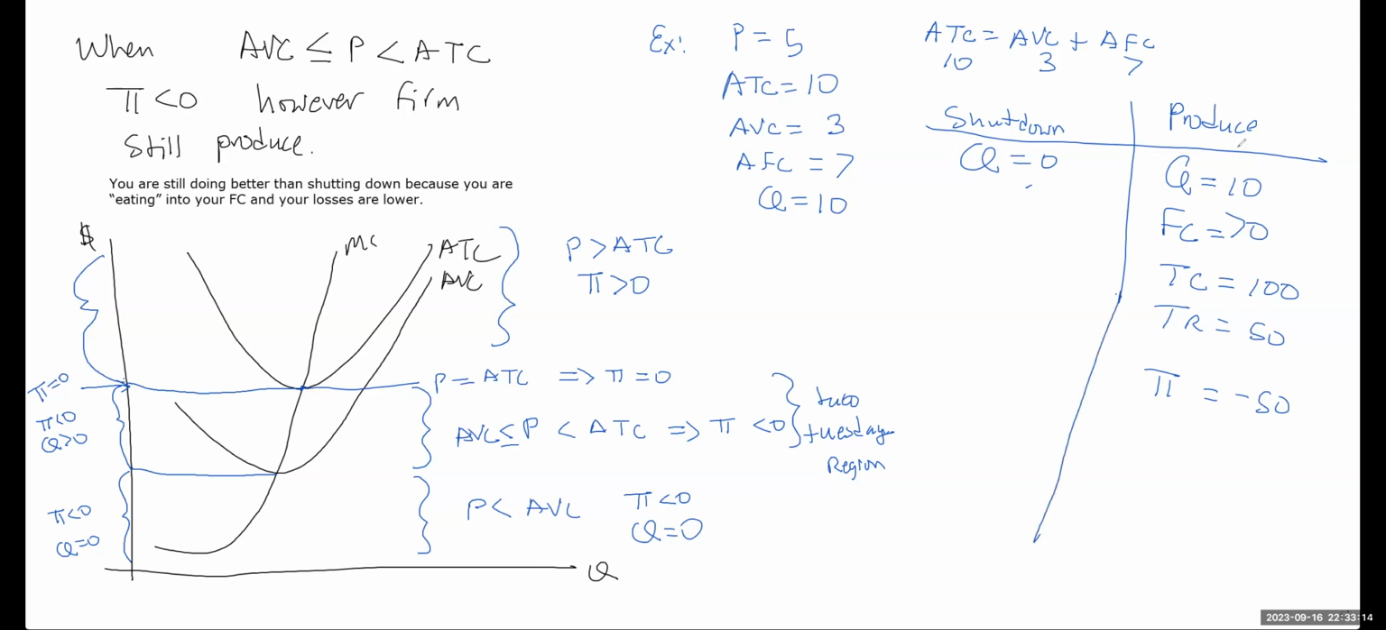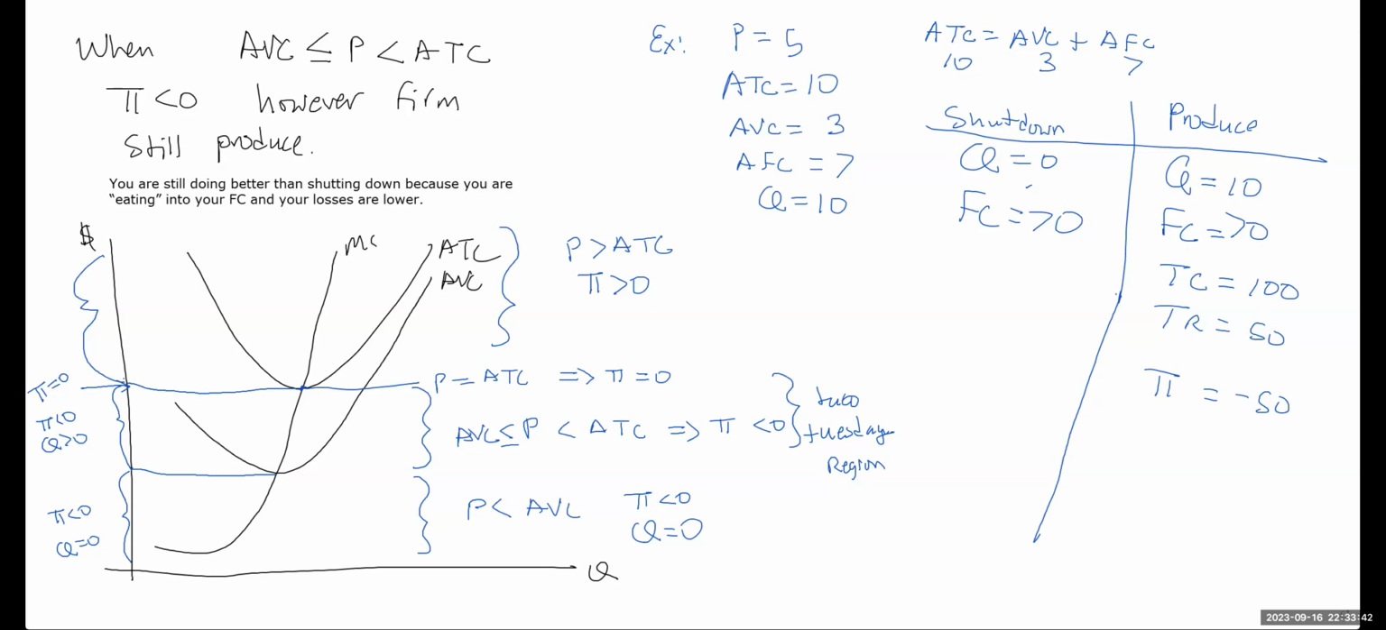So if you produce, your fixed cost is 70, your total cost is 100, because 10 times 10 is 100. Total revenue is 50. And then profit is total revenue minus total cost, which is negative 50. So if you decide to shut down, the fixed cost we had to get from here, sorry, is 70. And you've got to pay for that.